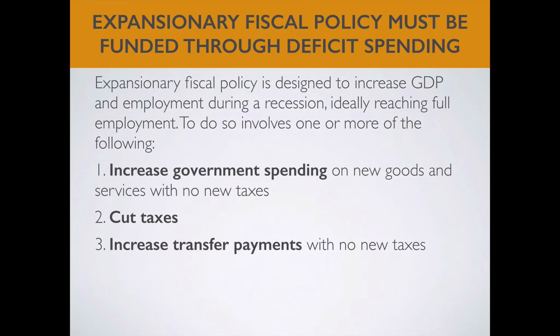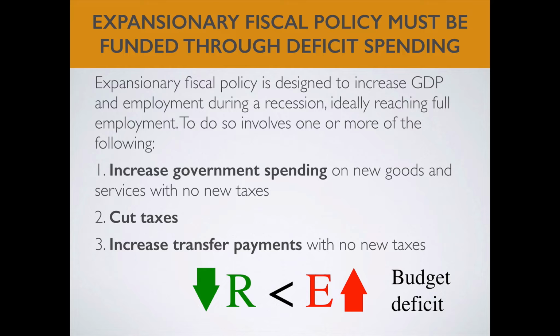Okay, so we want to increase government spending on new goods and services with no new taxes. All right, very, very important. Or number two, we want to cut taxes. Or number three, we want to increase transfer payments with no new taxes. This is going to produce a budget deficit. There's just no two ways around this, right?